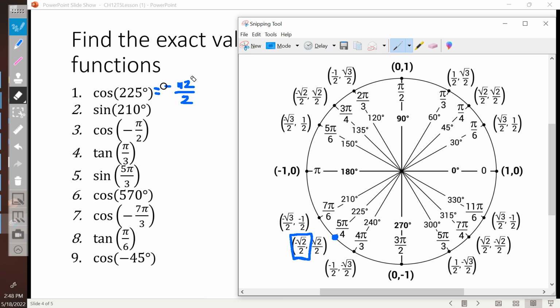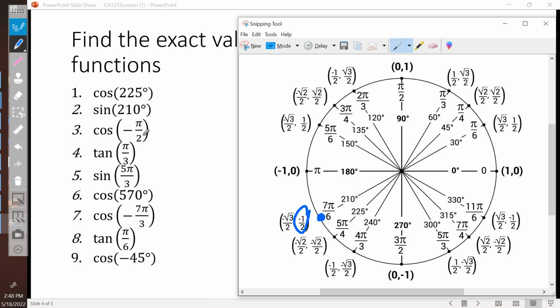And that's the answer to number 1. Number 2, we have sine of 210 degrees. So sine of 210, let's go to 210. Where's 210? 210's right here. Sine is the y-coordinate, so the sine of 210 degrees is negative 1/2.